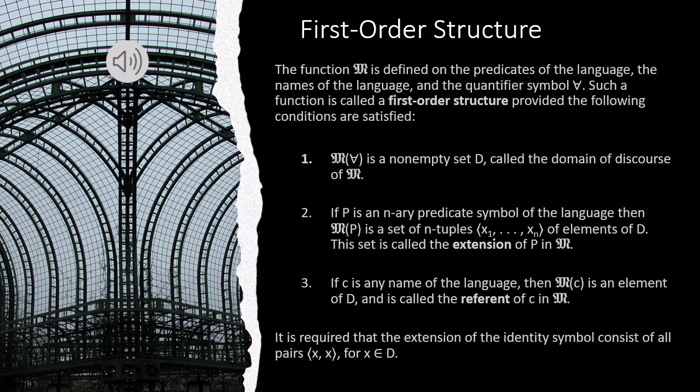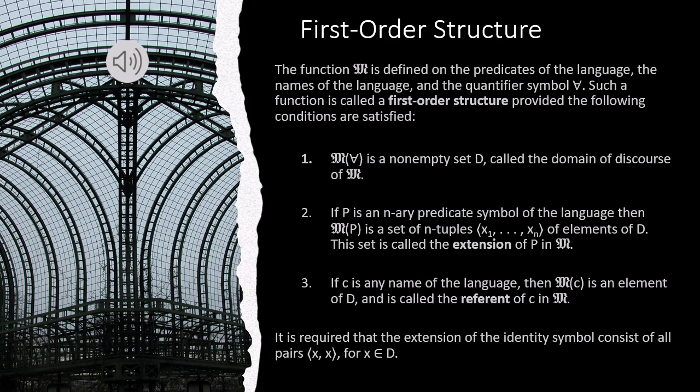Now, if our language did include some function symbols, we could then include that in the domain of this function. And when we applied M to a function symbol, what we should get back instead of an extension or a referent would be something like a graph of a function. So similar to what we said in our previous slide. But again, for the official definition that we adopt in the textbook, we'll only consider these first order structures being functions whose domain is the universal quantifier, the predicates, and any constants within our language.